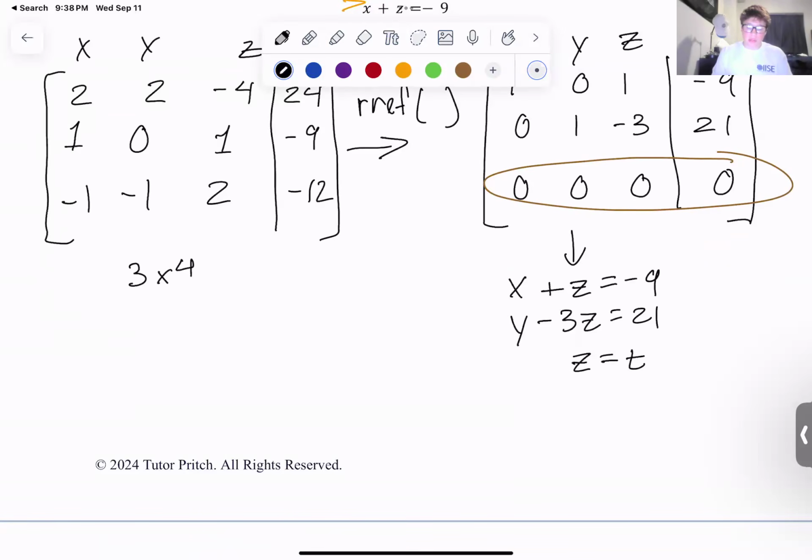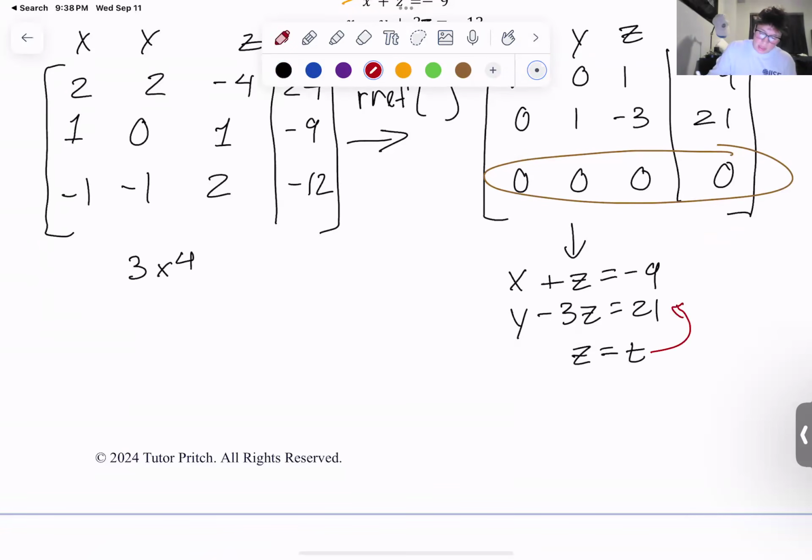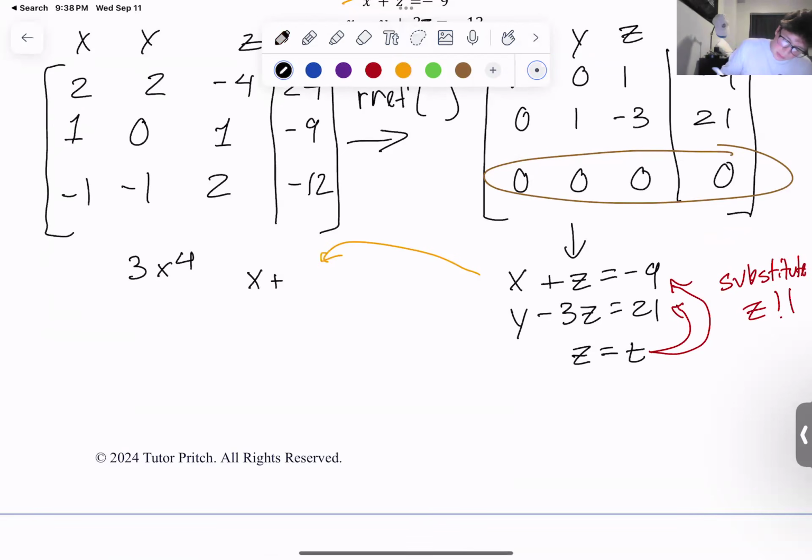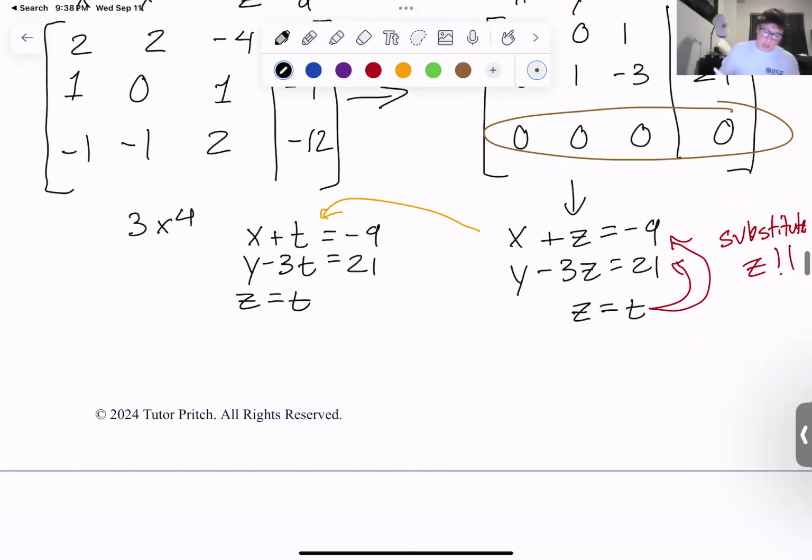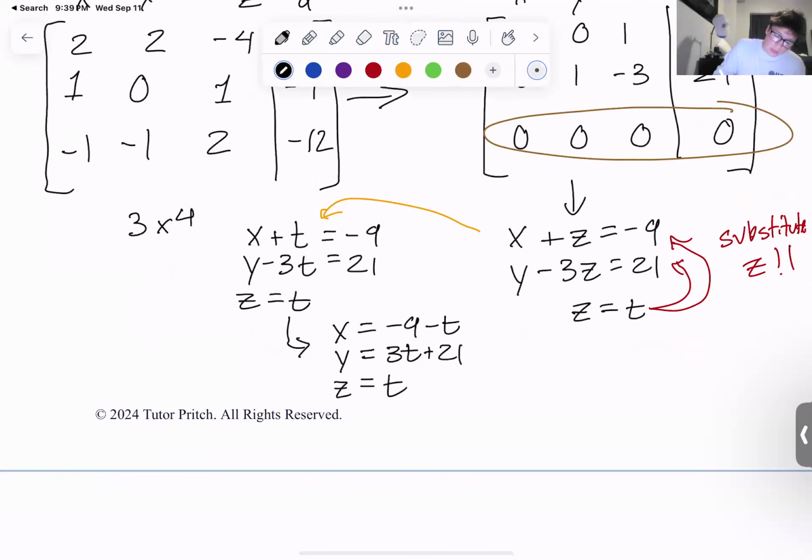Now, when we do z equals t, you have to replace z in these. So substitute z. What's going to end up happening is you're going to get x plus t, because z is equal to t, equals -9. y minus 3t equals 21. And remember, z equals t. Now you're going to solve for x, y, and z. x is just, I bring the t over, so x equals -9 minus t. y, I bring -3t over, so y equals 3t plus 21. And z is already solved for me, z equals t. And this is your answer in parametrized form.